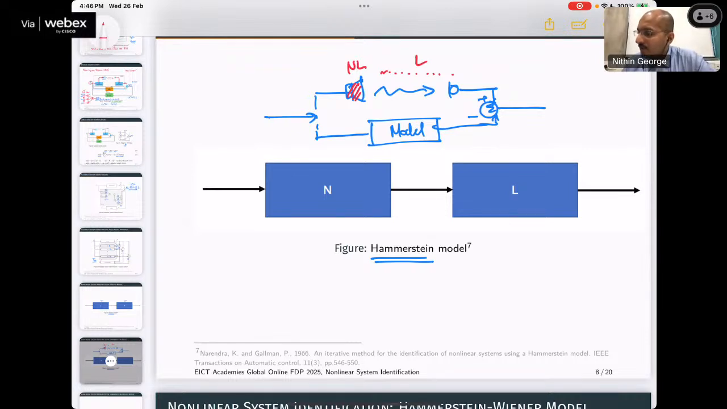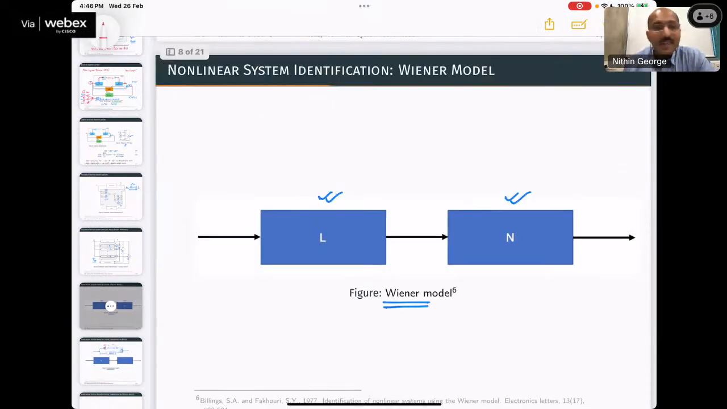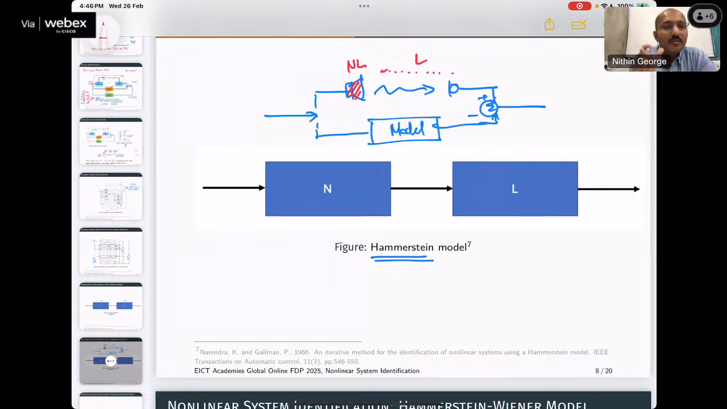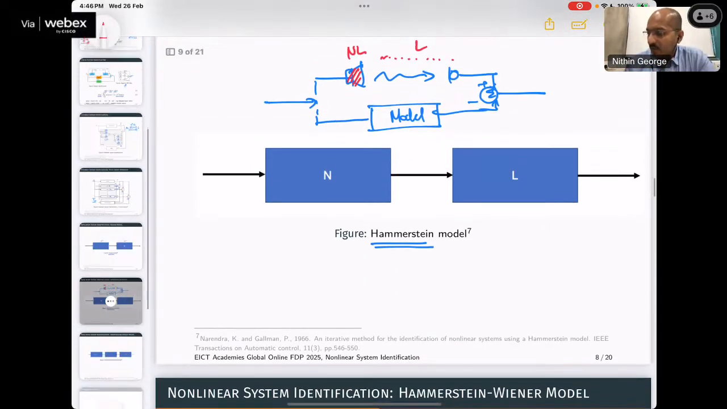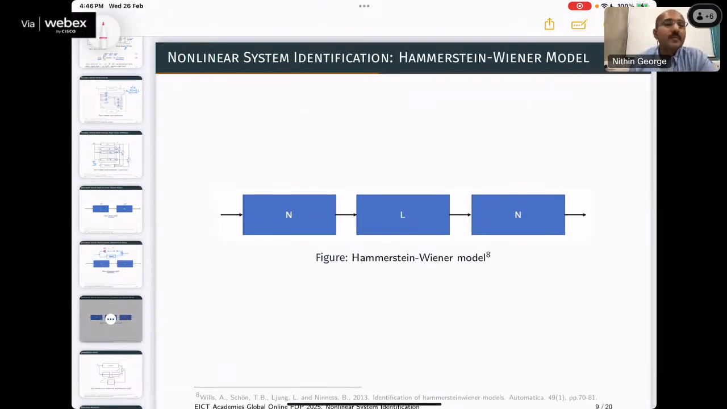Understood? So the first decision I have to take for nonlinear system identification is what type of model I should be using. I have to decide whether to use a Wiener model, which is a linear block followed by a nonlinear block, or a Hammerstein model, where I have a nonlinear block first and a linear block second, or a Hammerstein-Wiener model, which is a nonlinear block followed by a linear block followed by a nonlinear block. It's an NLN, so in some papers they write NLN model. You take this decision first. The second decision is what should be my N, what should be my L, and what should be my N.